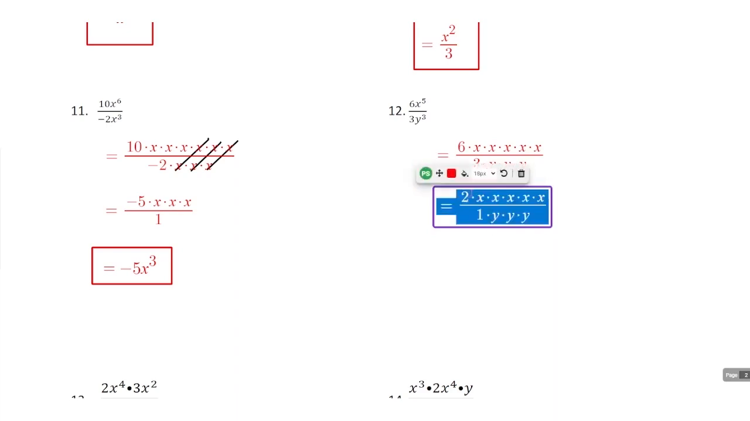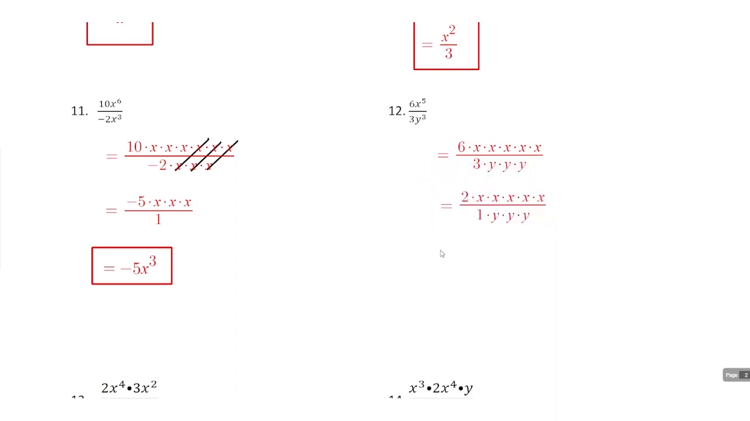And then we can go ahead and pull it all back together. 2 times x to the 5th over 1 times, sorry, y cubed. This is going to be y cubed.